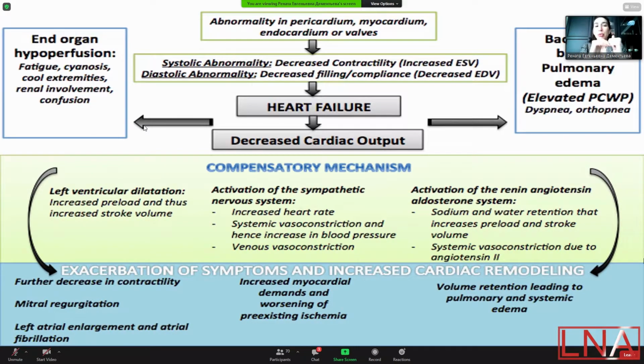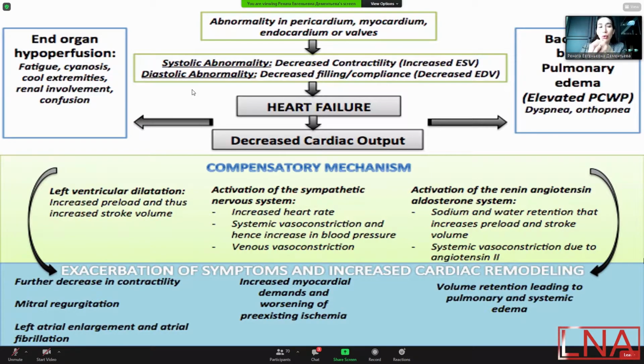So there are systolic abnormalities and diastolic abnormalities, two parts. There are only two phases in the cardiac cycle, systole and diastole. So we can determine all problems in terms of systolic and diastolic. All these problems lead to heart failure by two mechanisms. Heart failure, like a final stage, is a decreased cardiac output.